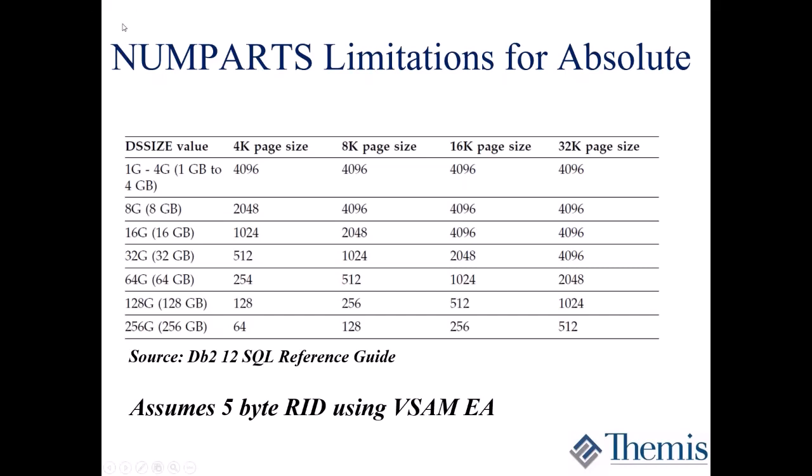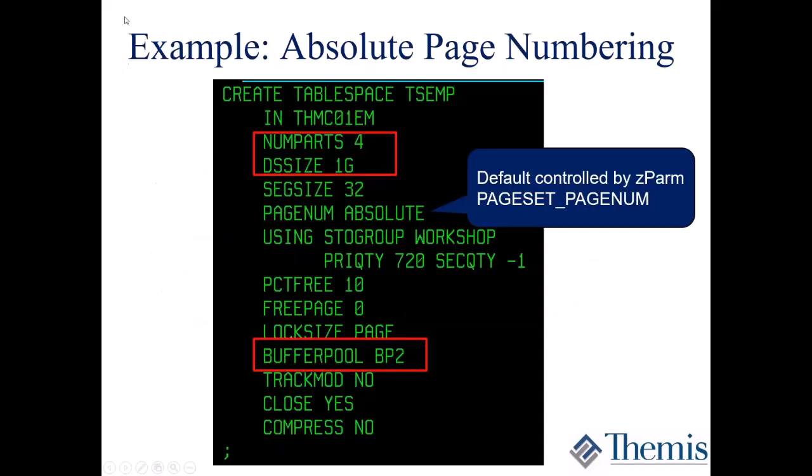What I never really understood until more recently is why this chart is the way it is, so I'm going to go through an example here. We create a table space with page num absolute, so that's the old kind. The callout mentions that the default for this is controlled by a zparm called page set page num. I would probably recommend leaving that at absolute when you go to version 12 so that you don't accidentally create things in a way that you weren't expecting. And we'll see the side effects of relative page numbering in a minute.